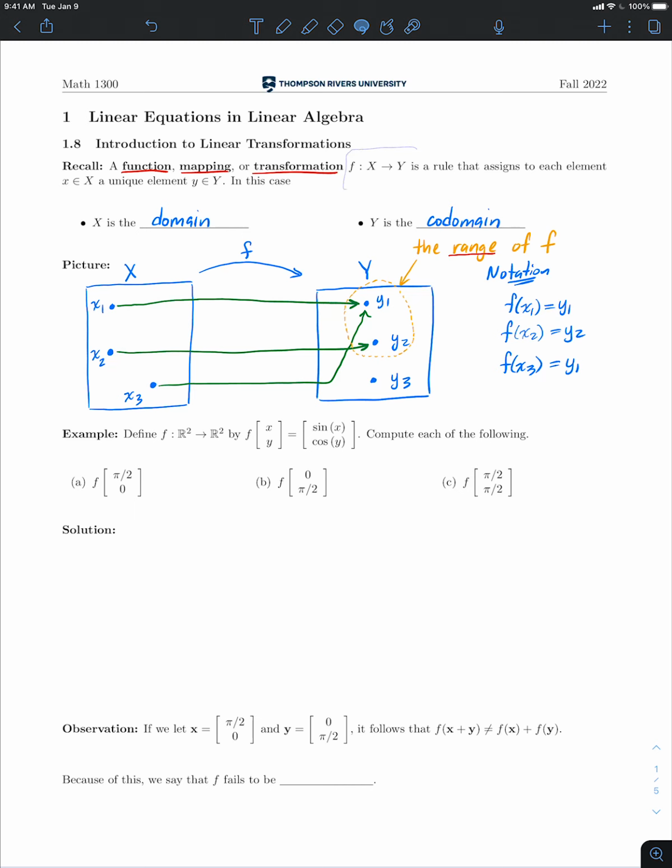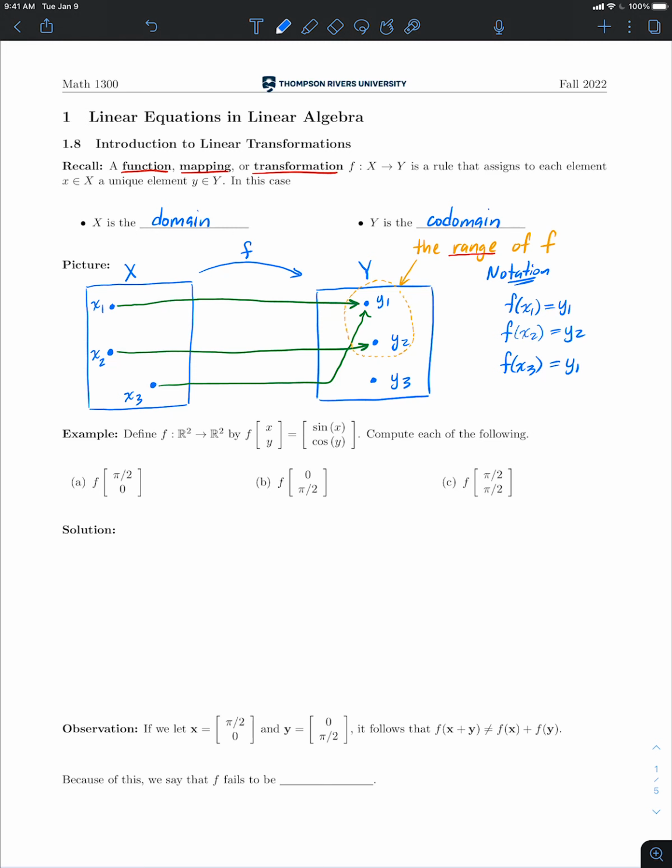So if you see a function header like this, you don't know what the range is, but you do know that the codomain is y. But you do know that the range is going to be some subset of y. It may be all of y, but it might not be as well. So in this picture, this is what it might look like if it's not all of y. Okay, so that's just a reminder on how functions work in a formal sense.